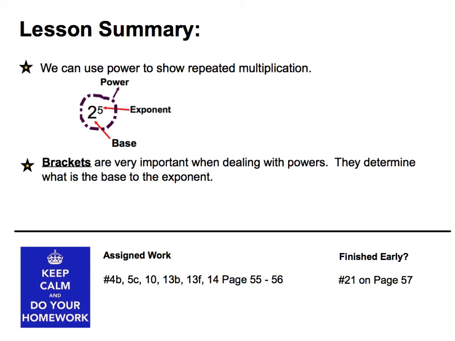So your assigned work is 4B, 5C, 10, 13B, 13F, 14 on pages 55, 56. If you're going for that honors average, you have to do 21 on page 57.